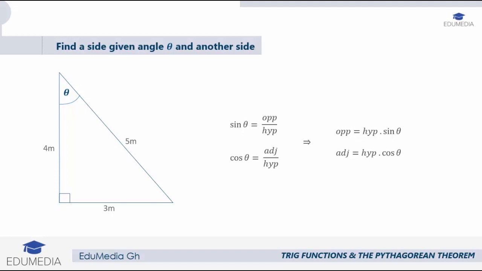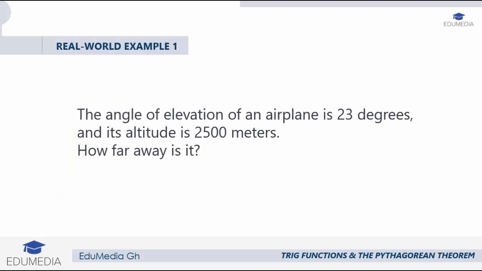I've prepared 2 examples here, real world examples that can help us understand these functions very well. The first example is that the angle of elevation of an airplane is 23 degrees, and its altitude is 2500 meters. How far away is it? This is the question, and we need to solve it. We are asking how far the airplane is from us, from our point of origin, taking into consideration the angle.